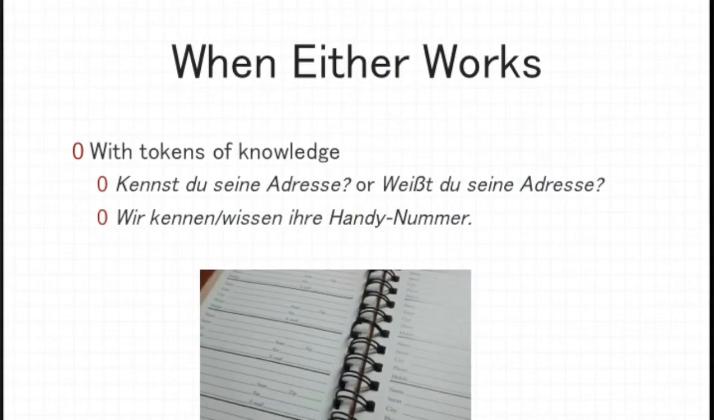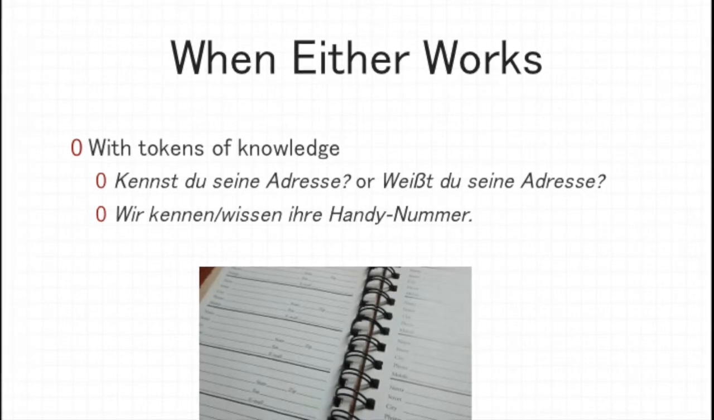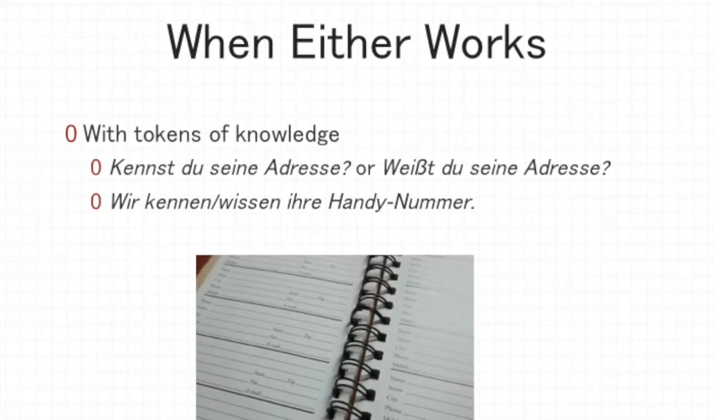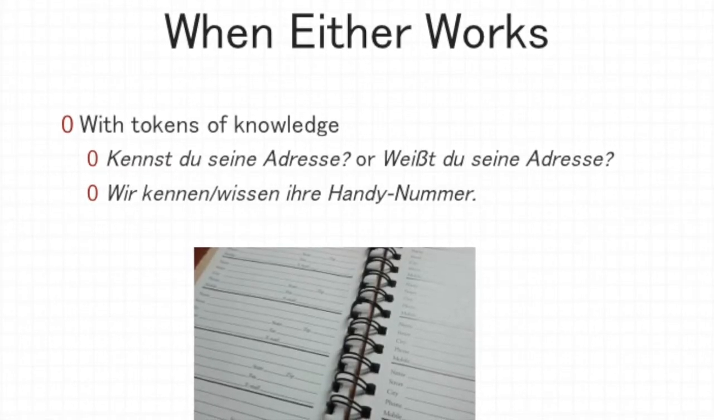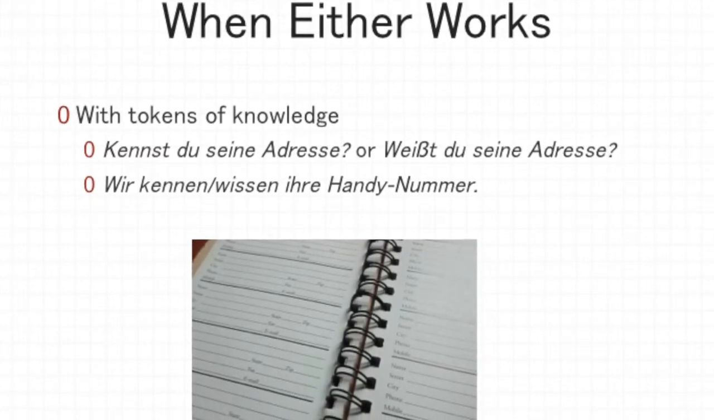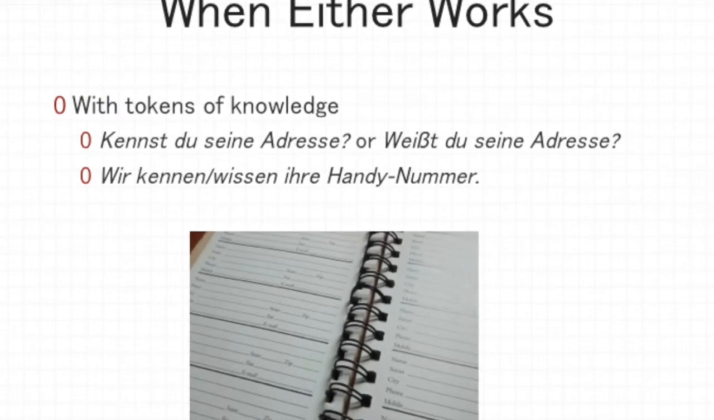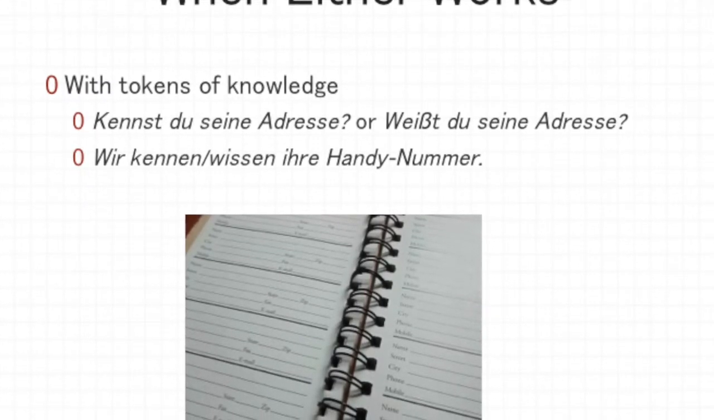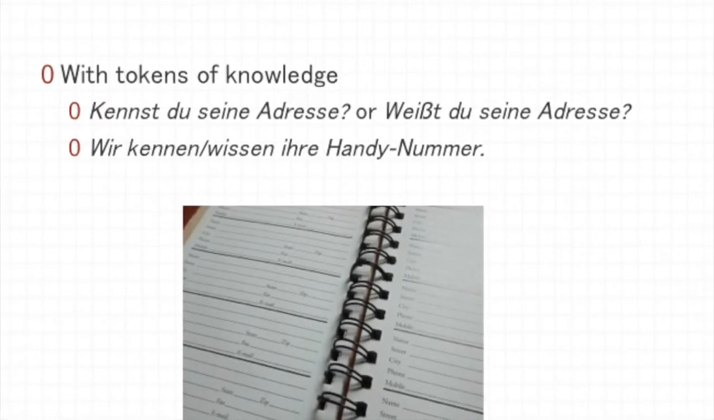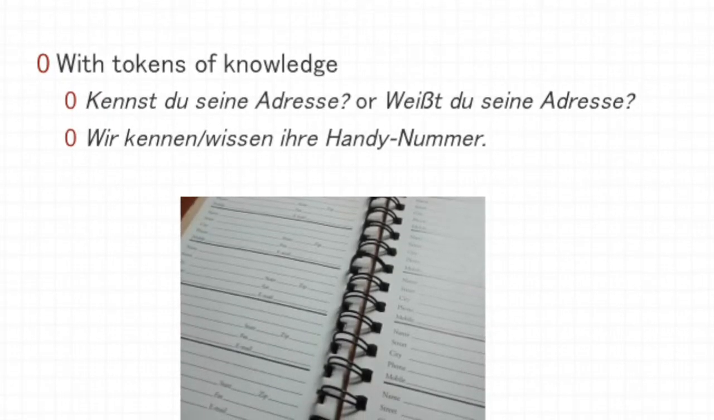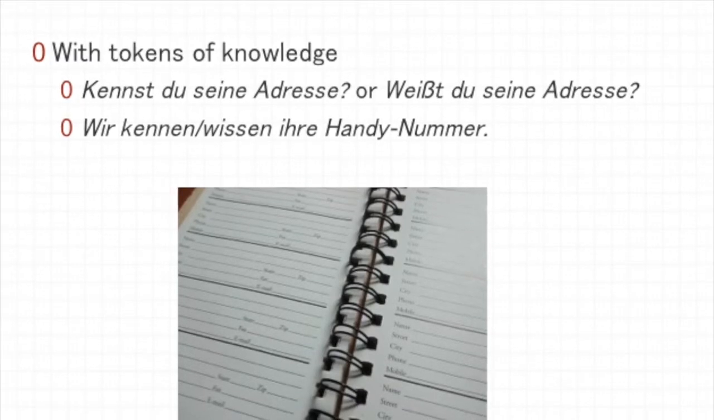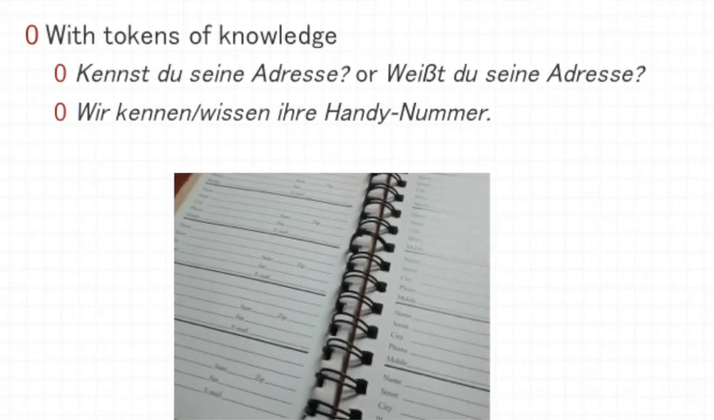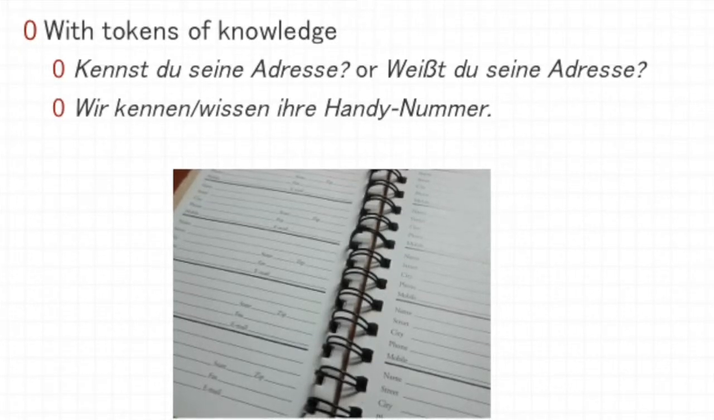Either kennen or wissen can be used with small tokens or what Rankin calls discrete bits of knowledge, such as telephone numbers, names, and ages. Either form is correct, and therefore one can say, Kennst du seine Adresse? Or weißt du seine Adresse? Similarly, one can also say, Wir kennen ihre Handynummer, or Wir wissen ihre Handynummer. Both forms are correct in these cases.